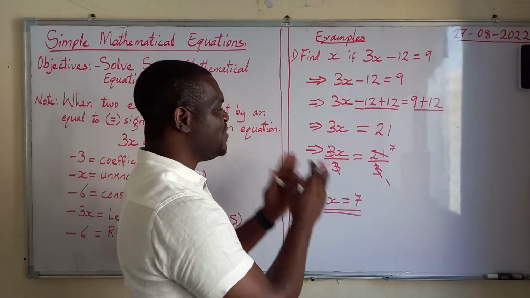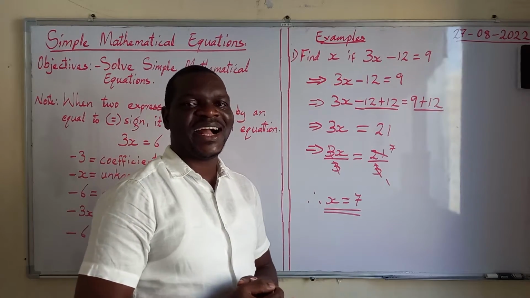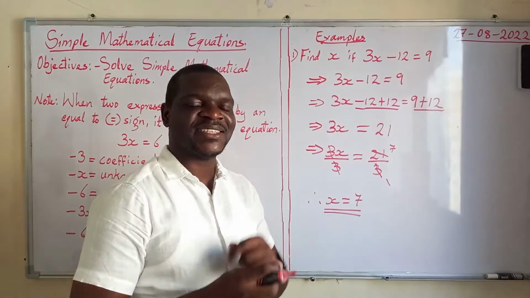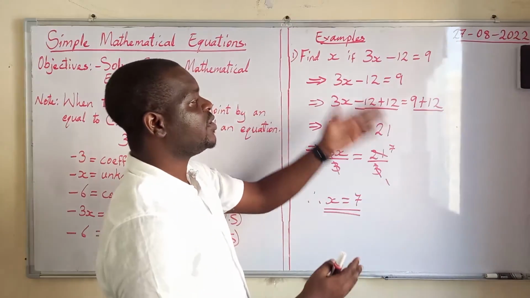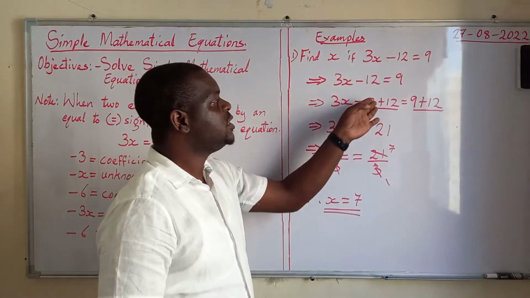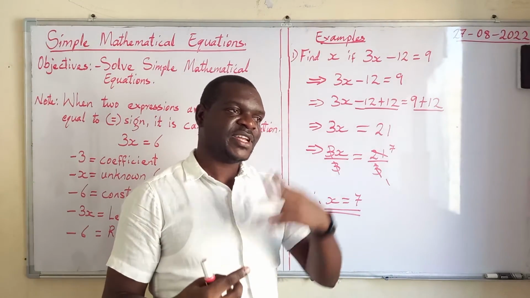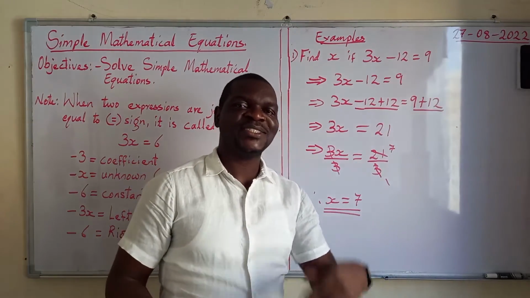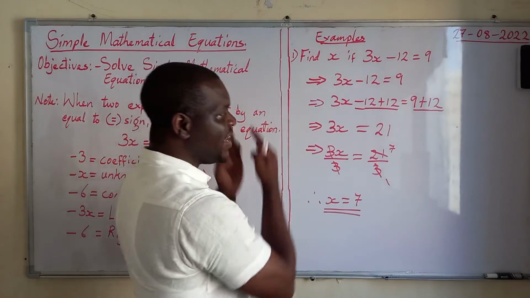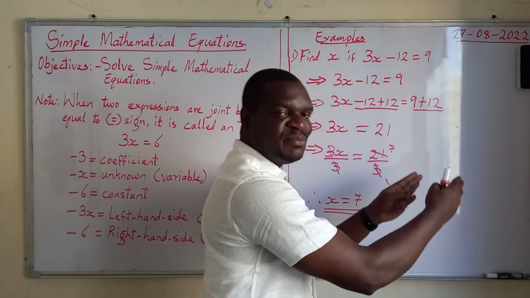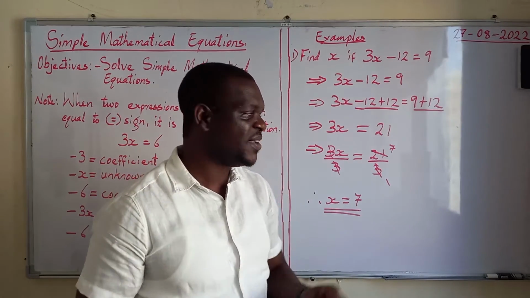This is the basic thing that you are supposed to do as far as simple mathematical equations are concerned. I want to re-emphasize one thing. To eliminate the coefficient of x or the numbers that you have on the left-hand side, you do the opposite of the sign that you find. If there is addition, you subtract. If there is subtraction, you add. If there is multiplication, you divide. And if there is division, you simply multiply. And what you do to the left-hand side, you remember to do the same thing to the right-hand side. These are very important as far as this is concerned.